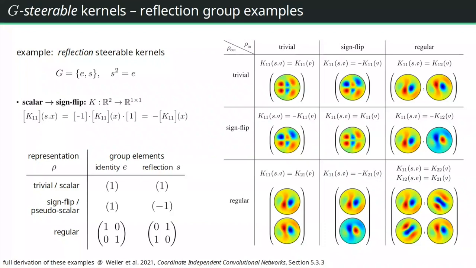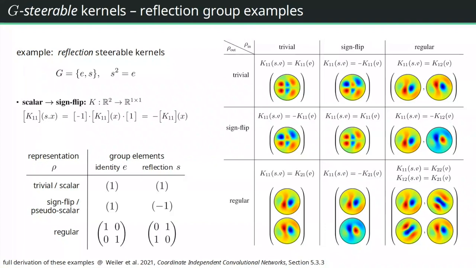Then as a second example, we could look at maps from scalar to sign flip fields. And then we have that the reflected kernel has to be the kernel left and right multiplied by minus one, so the sign flip representation and the trivial representation on the right. So the reflected kernel has to be equal to the negative original kernel, which means it has to be anti-symmetric.